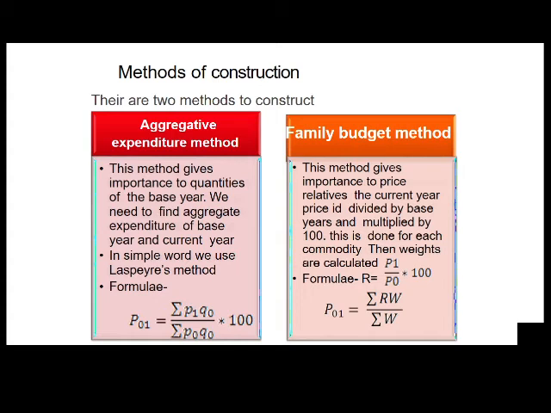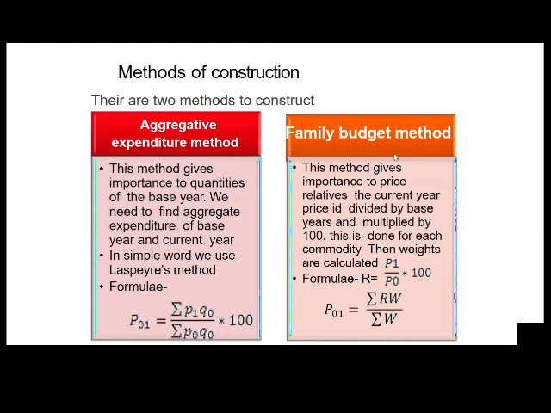Aggregate expenditure method gives importance to quantities of the base year. We need to find the aggregate expenditure of the base year and current year. In simple words, we use Laspeyres' method. The formula for Laspeyres' method and aggregate expenditure is the same: P01 equals sigma P1Q0 divided by sigma P0Q0 into 100.